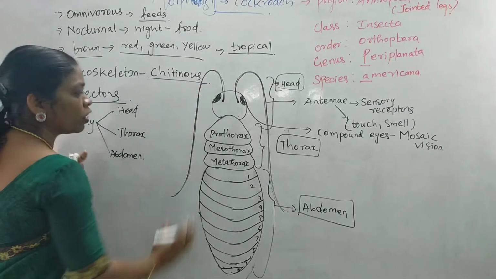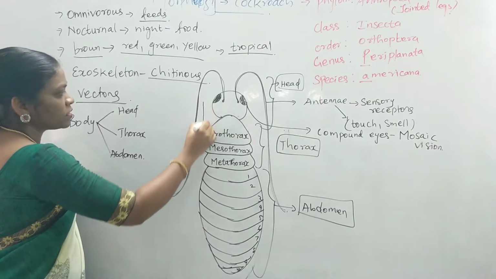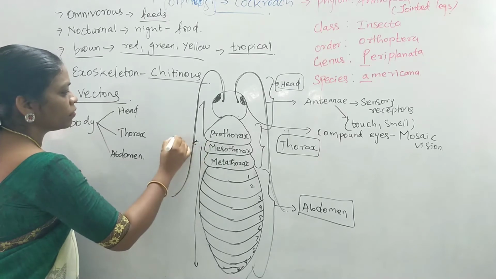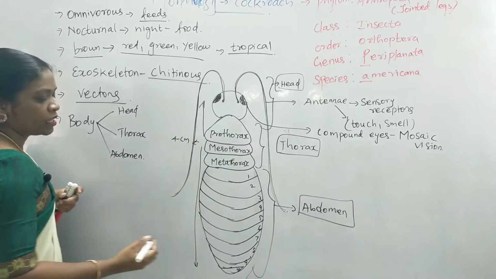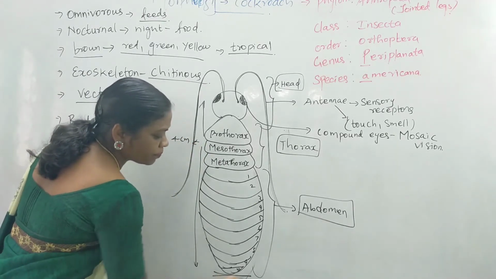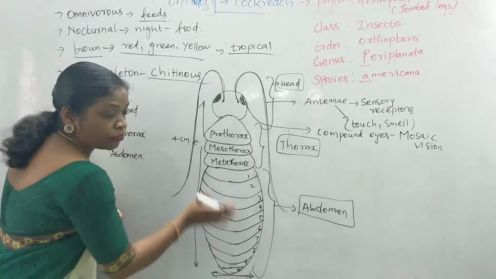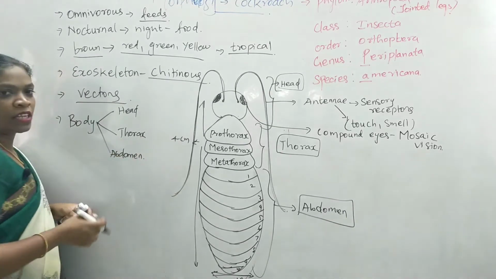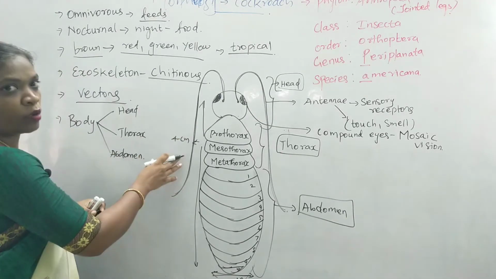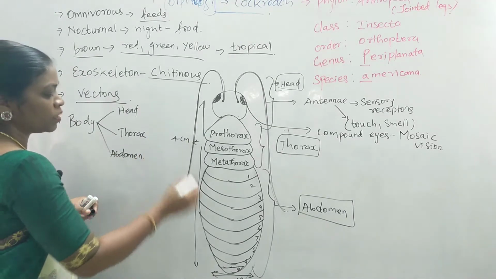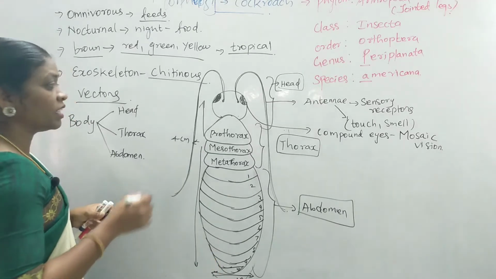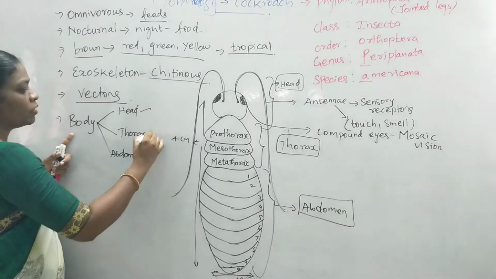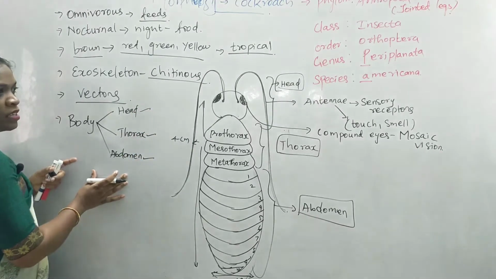The length of adult cockroaches is around 4 centimeters, and the width of the body is 1 centimeter. We can divide the body of cockroach into head region, thorax and abdomen. Now we'll see them one by one.